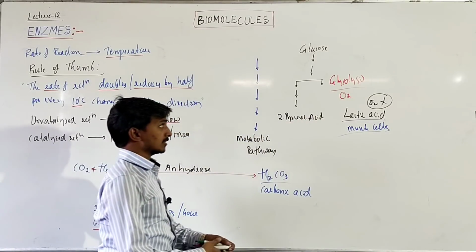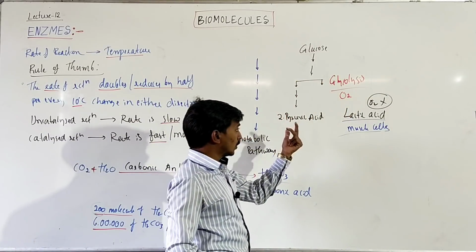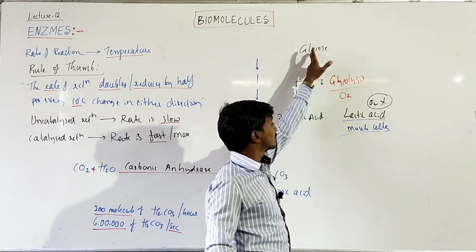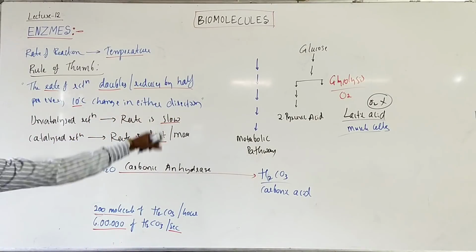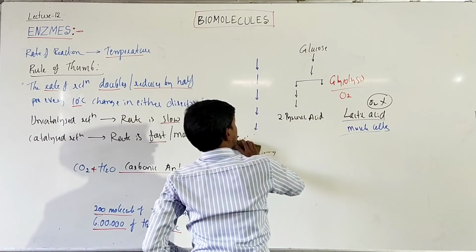In the muscles, if oxygen is present, glycolysis will form 2 pyruvic acid molecules. When oxygen is absent, this will form lactic acid. Again, we will discuss that in our respiration chapter number 14. Okay, don't worry about that.